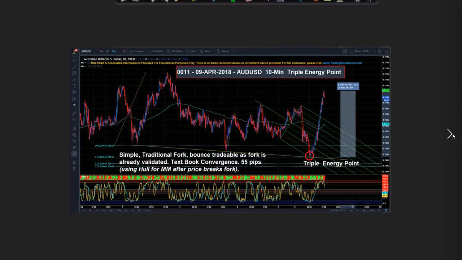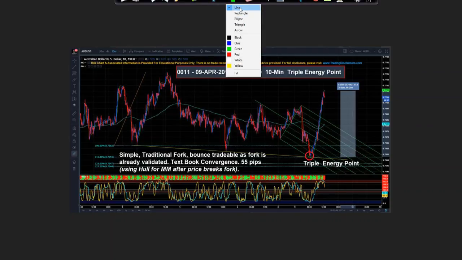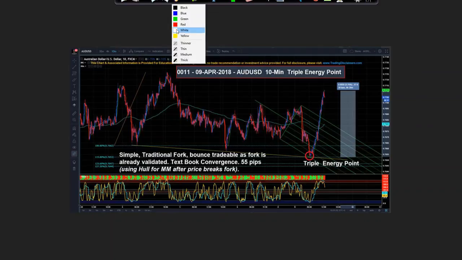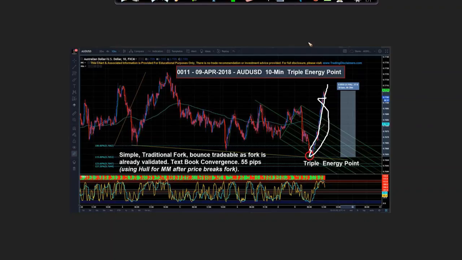All right, so here's a triple energy point. I mean, energy points are very strong. As I've said, you almost always have a very impulsive move out of an energy point. I mean, can you find a more impulsive move on the chart? In a series of candles, it's not like 3 candles to make up a move. So, triple energy point. What is the triple energy point?